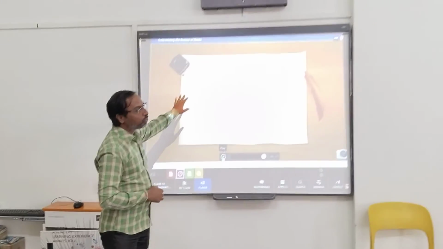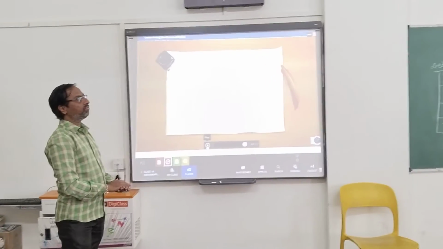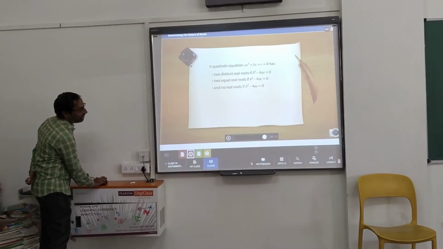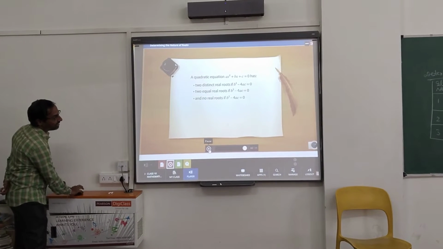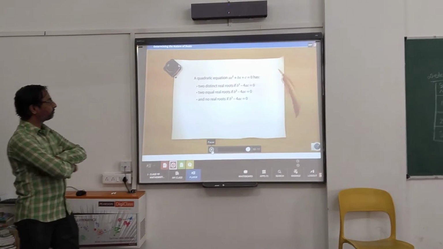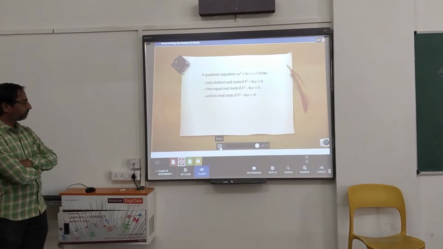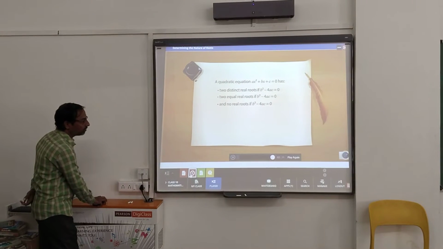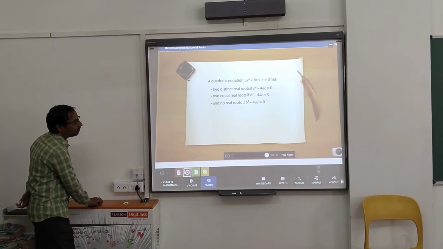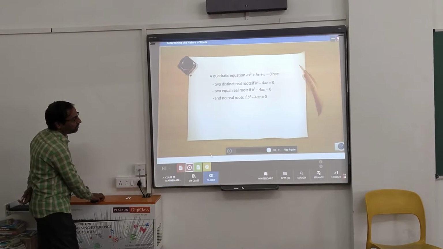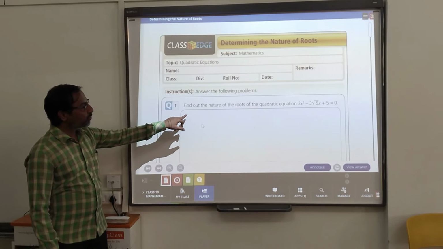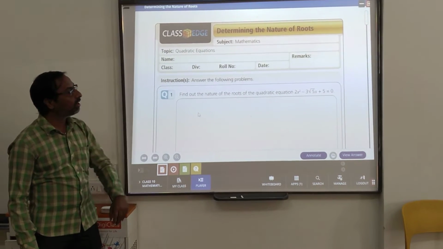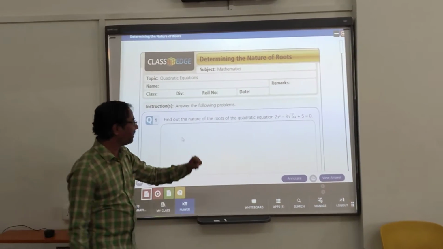So let us go with some examples to clarify the nature of the roots. So now you know how to determine the nature of roots of a quadratic equation. So students, here is an example. We'll take this example and see what is the nature of the roots of this quadratic equation.